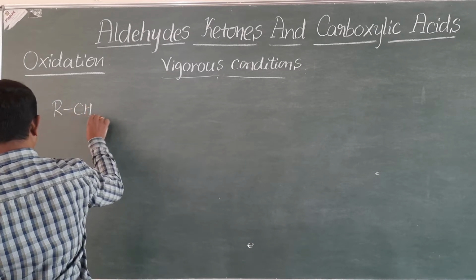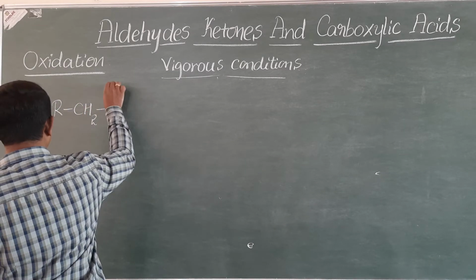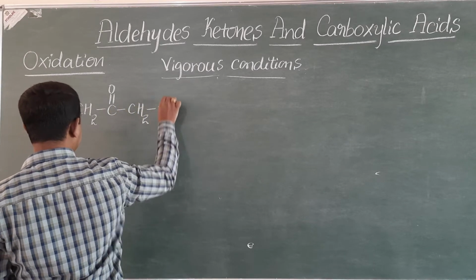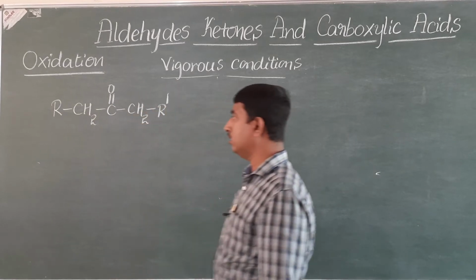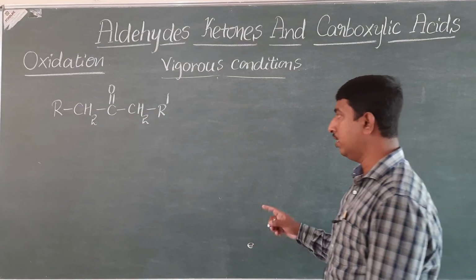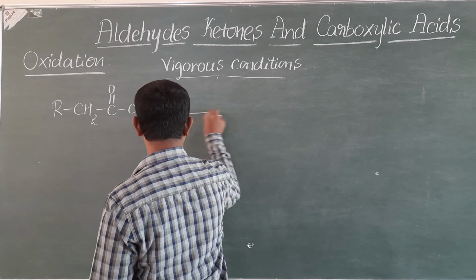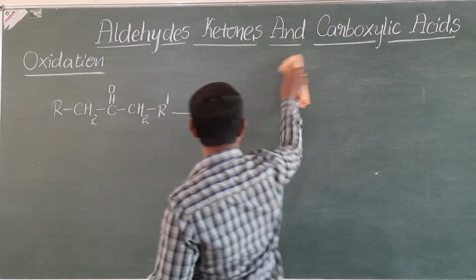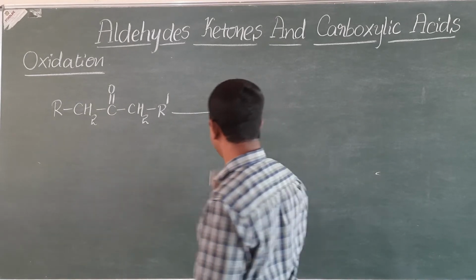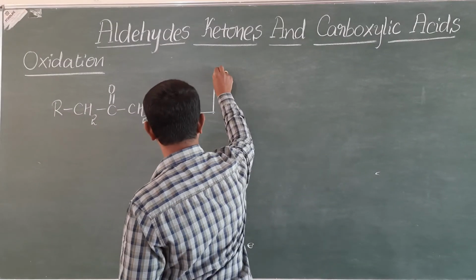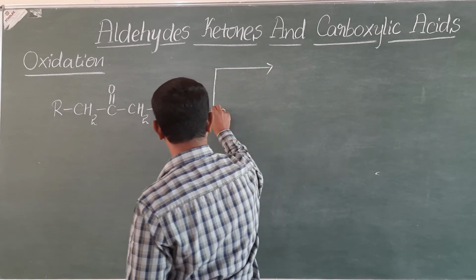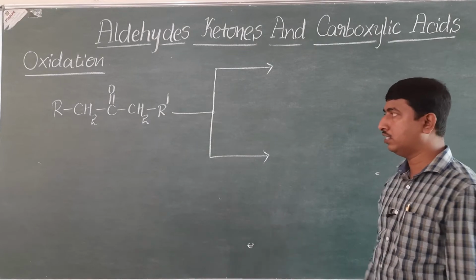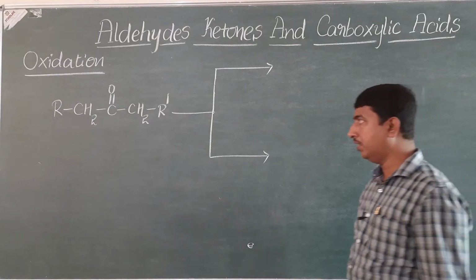R CH2 C double bond O CH2, this group I will take as R dash. So, it is R CH2 C double bond O CH2 R dash. Now, this ketone is subjected to oxidation by adding a stronger oxidizing agent and higher, or elevated, temperature.